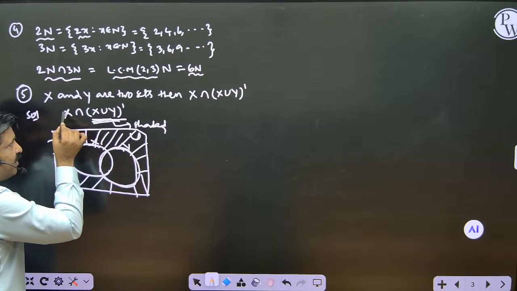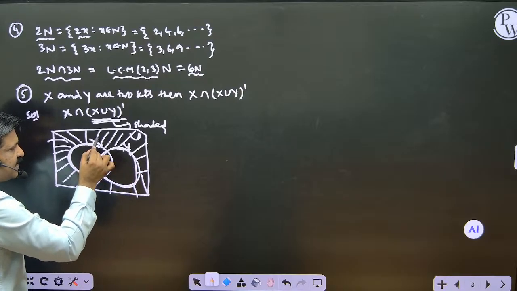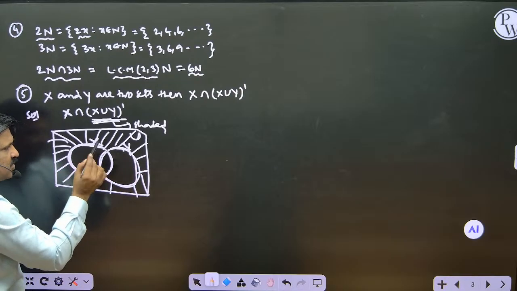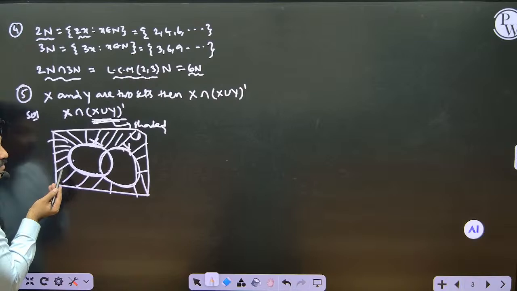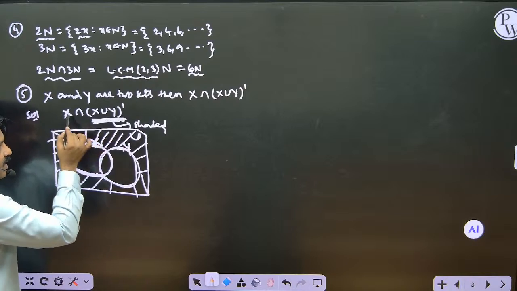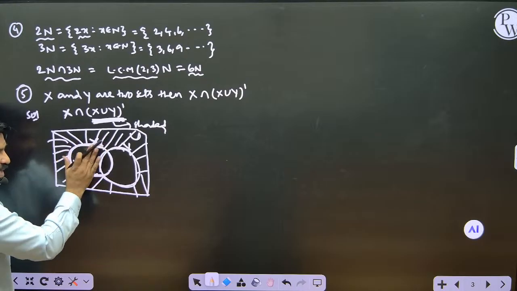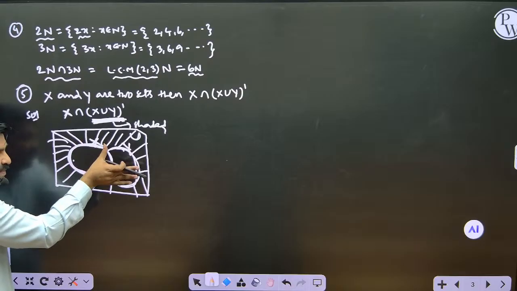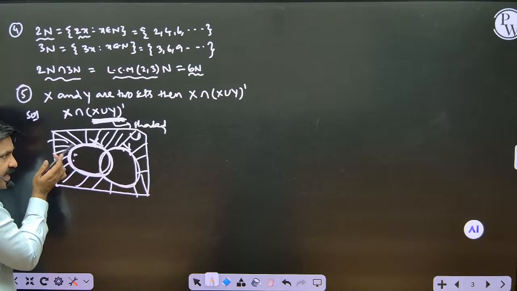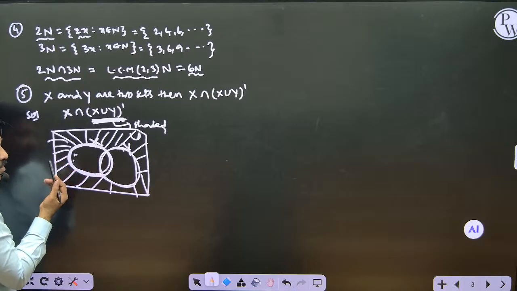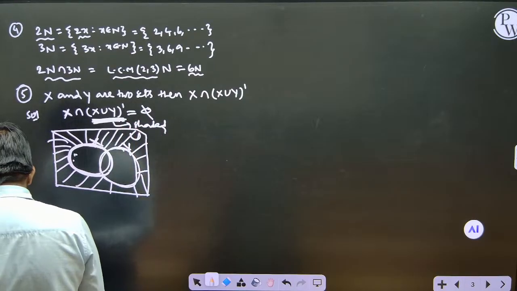But to this part I am taking an intersection with which one? This X. So the shaded part and X have no commonality. Shaded part is this one and X is this one. Is there any commonality? Because this is X, and X union whole complement means outside of this, but this set is inside. Is there any commonality here? No. So that gives 5.